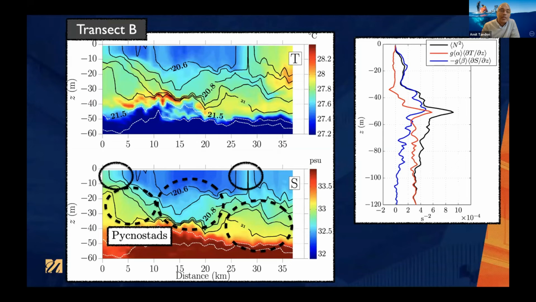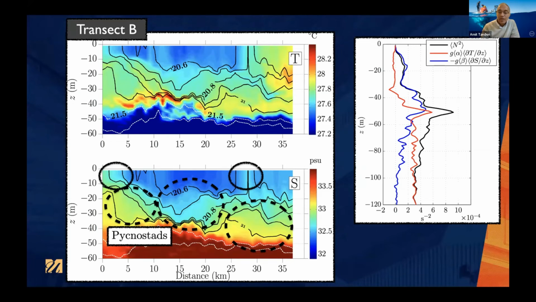You can see here a light filament with fronts on either side of it. There are pycnostats that arise, so there are features where the density is more or less constant. And near the surface, the density is primarily governed by salinity, and then below about 50 meters, it's primarily governed by the temperature.